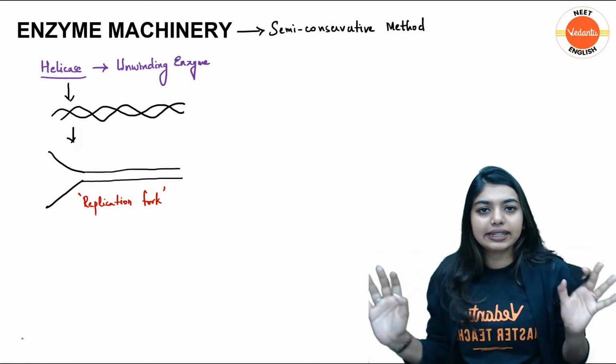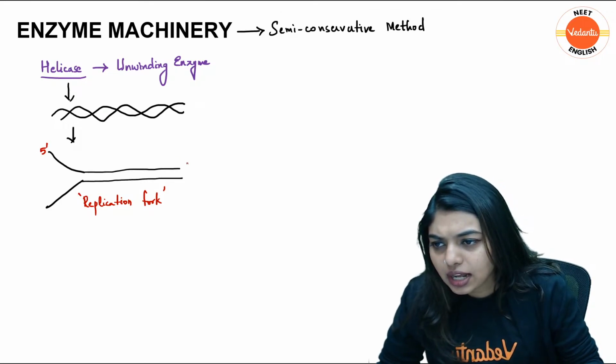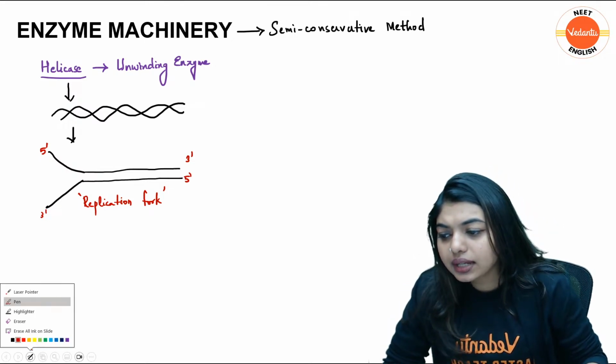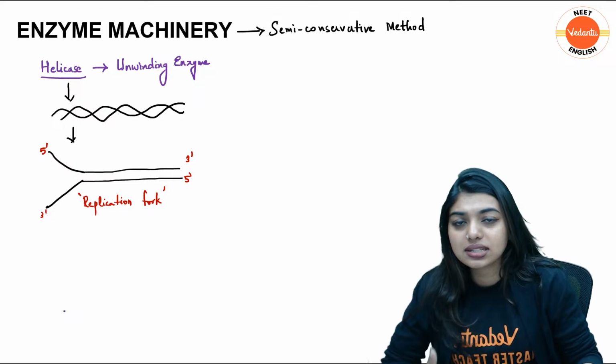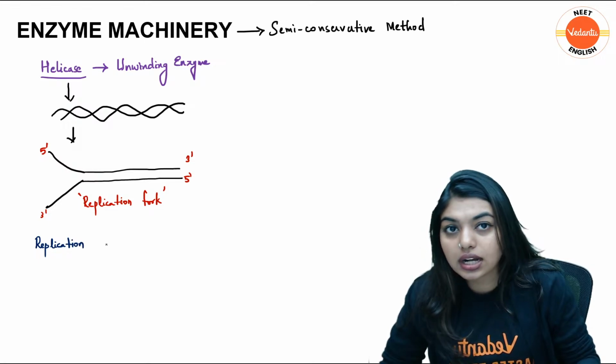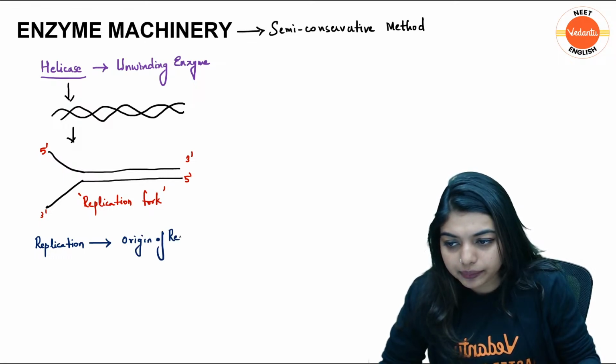Now that unwinding has happened, I've got my template strands. No problem. My tension is over. Let me label them 5' to 3', 3' to 5'. Now the question is how to start my replication. For replication to start, we need to find a starting point. So replication will start at the origin of replication, or your ORI.